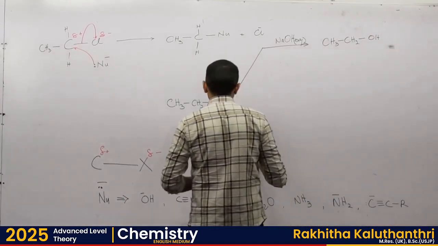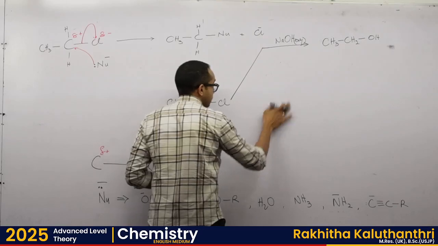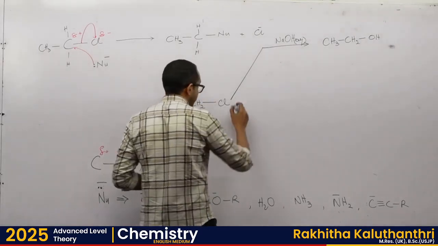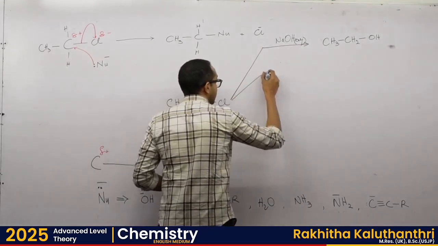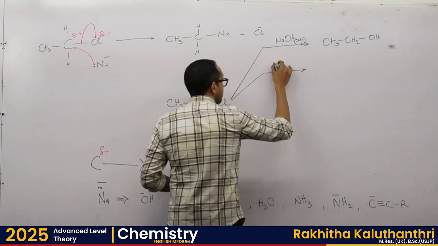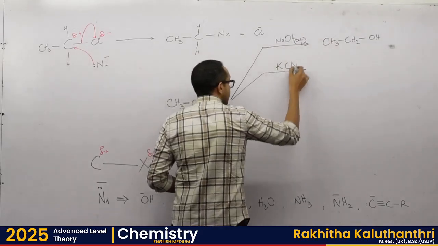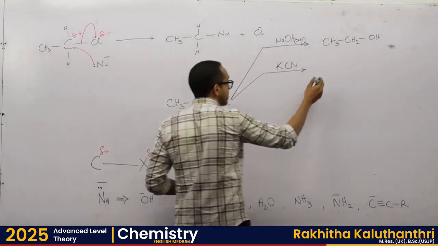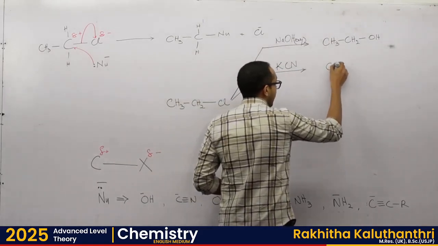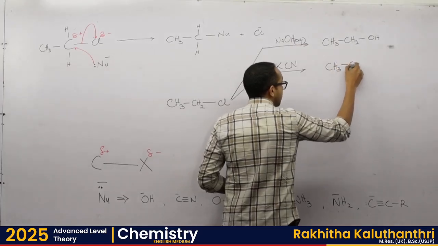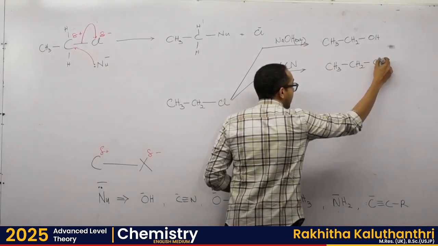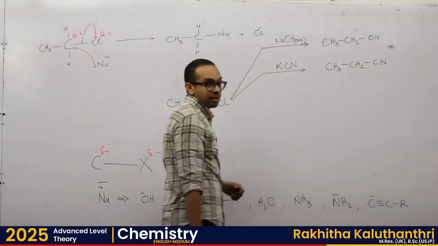And apart from that, let's say we have something like KCN. KCN is added. Now KCN has potassium ions and cyanide ions. So it can add into the molecule replacing the Cl, and then we have CN here. Is that clear?